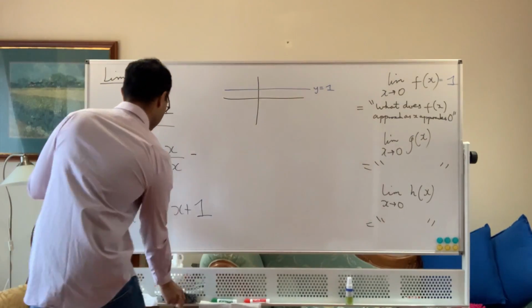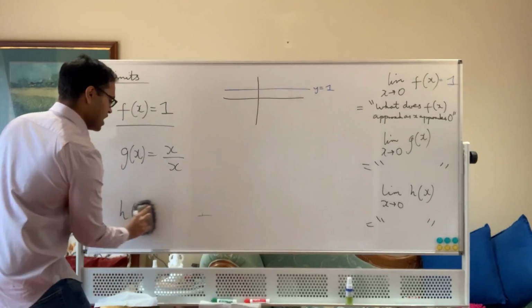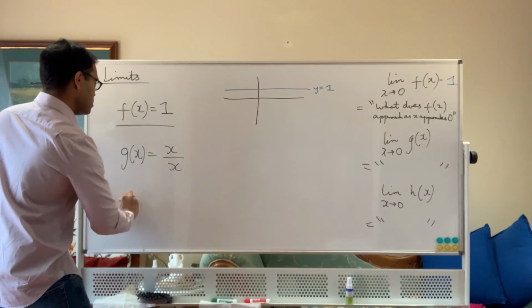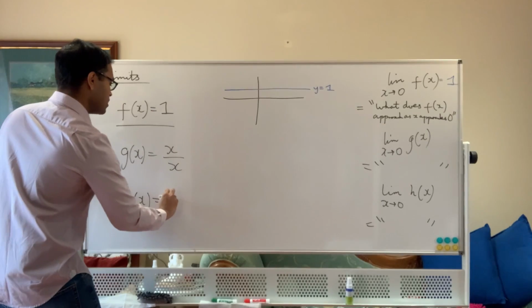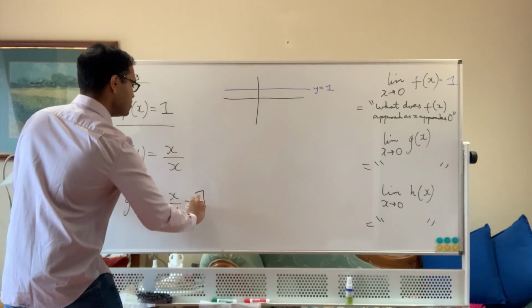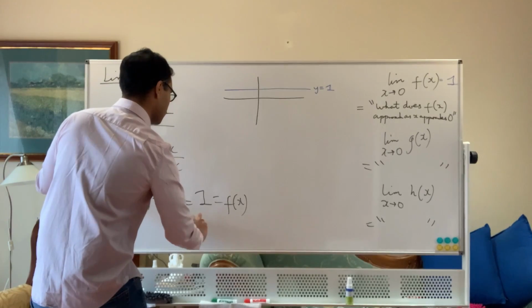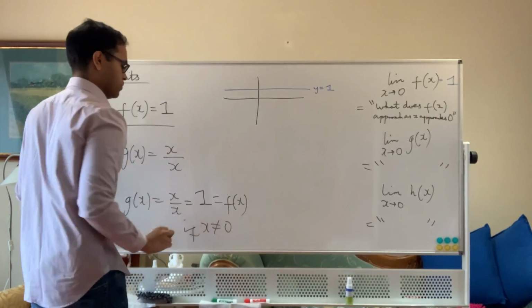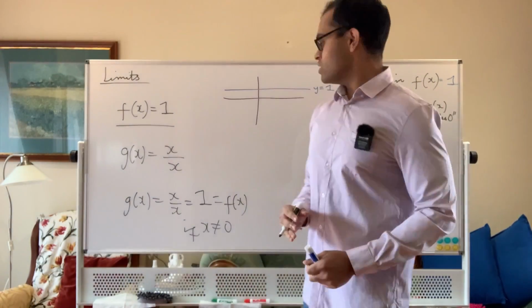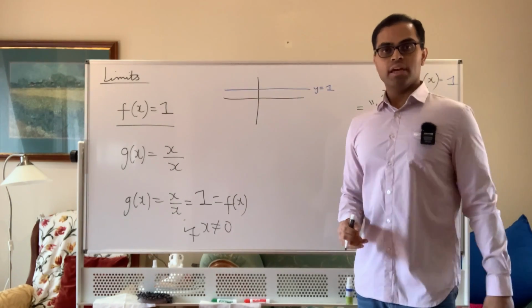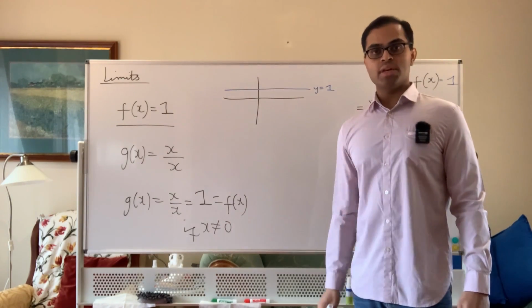Okay, so we can write this here, that g of x is equal to f of x, which is equal to 1. I can maybe just remove the h for now to create some space. We can say that g of x is equal to x over x, which is equal to 1, which is equal to f of x, if x is not equal to 0. Okay, so if x is not equal to 0, then they are equal. But at 0, g is not defined. Okay, the domain of g is all non-zero real numbers.